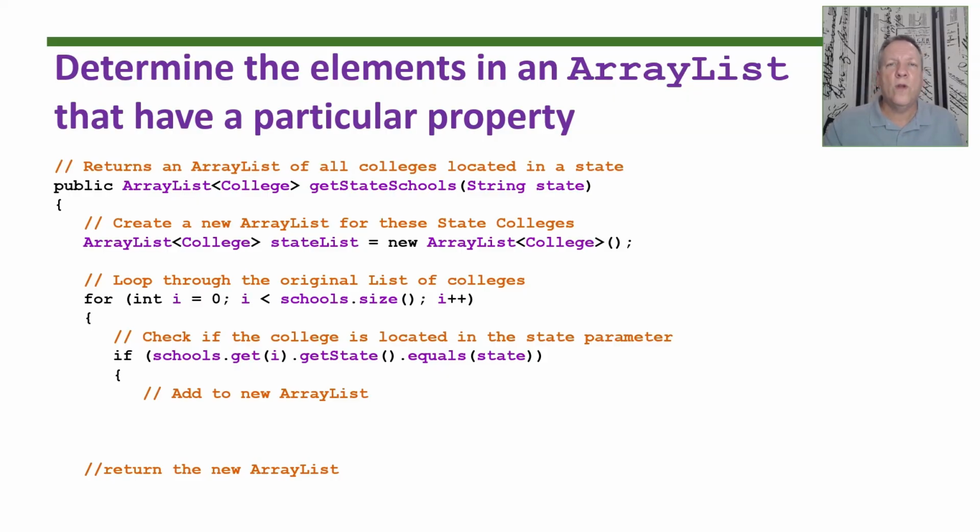Whenever we string a lot of those method calls together, it can get confusing. But make sure we know that we're calling the right methods on the right objects. Schools is an array list, so I can call the get method.